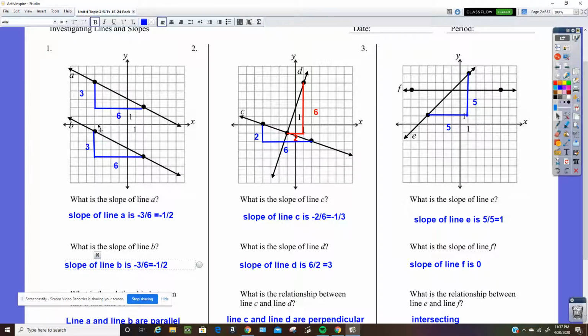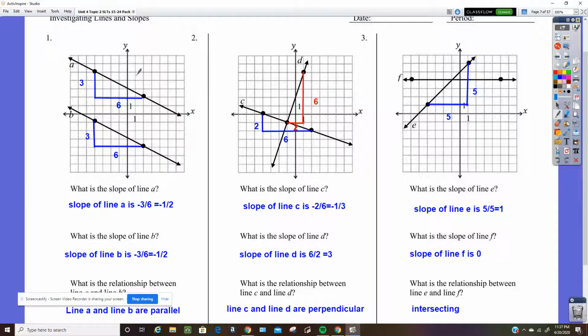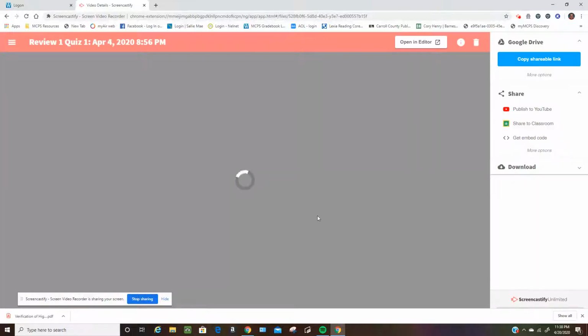So 1, 2, 3, 4. So this one, one, two, three, four, negative 4. And let me type it again.